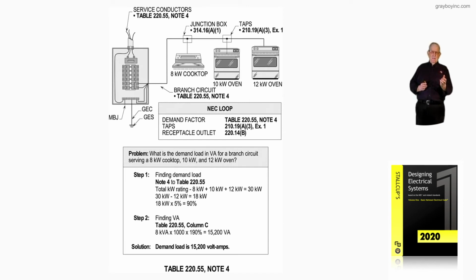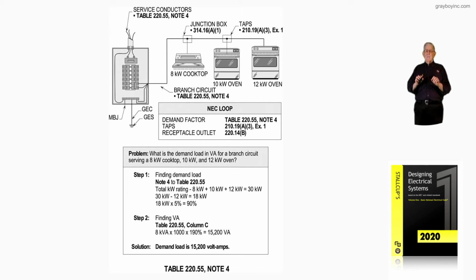190% times the 8 kW, when converted from kW to kVA, like 220.5 in that area tells us to do. And we do the math, we come up with 15,200. Divide that by 240 volts, and that's the size of your branch circuit in VA that would be routed over, and then you could tap off of that branch circuit.